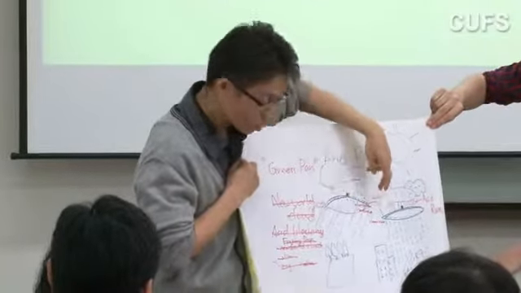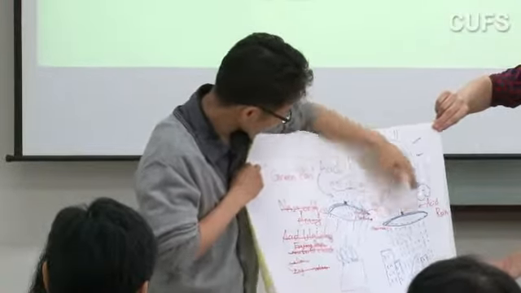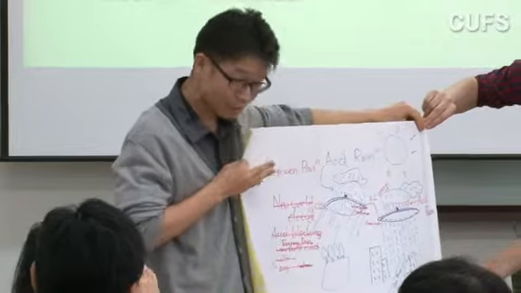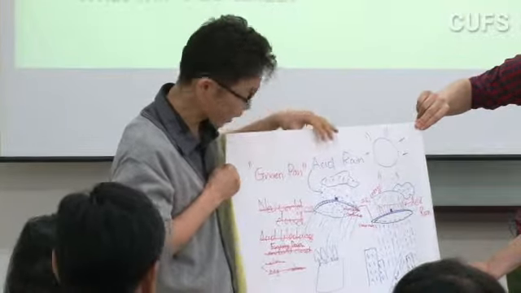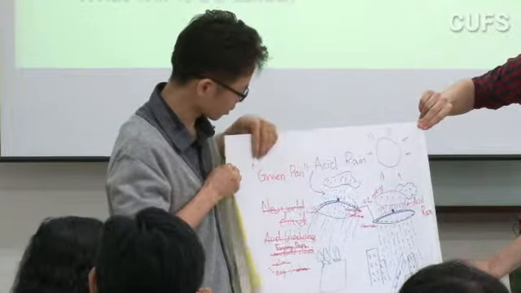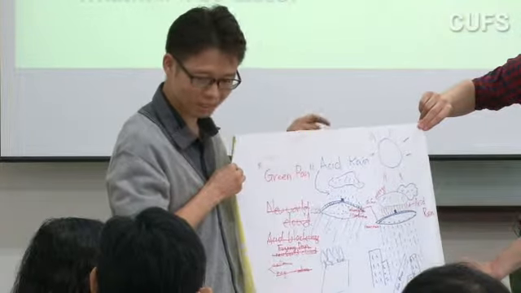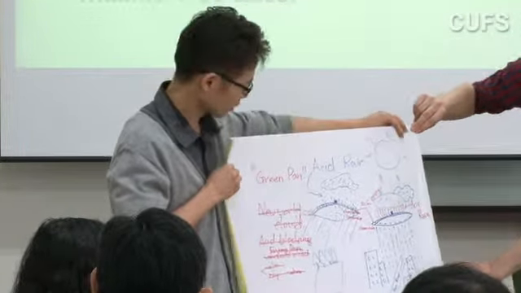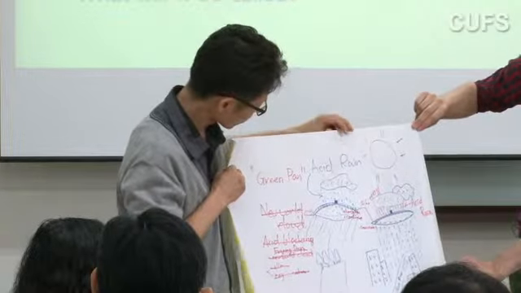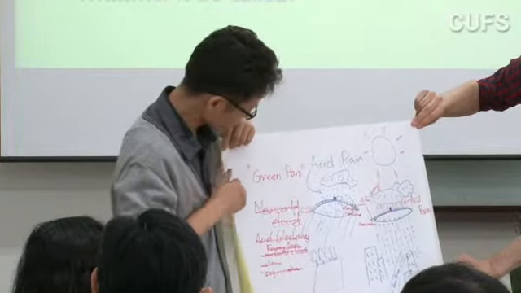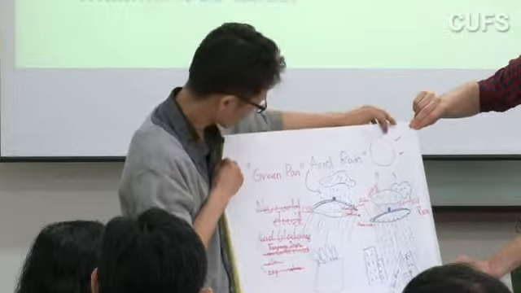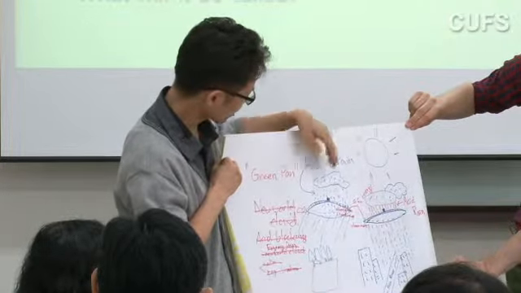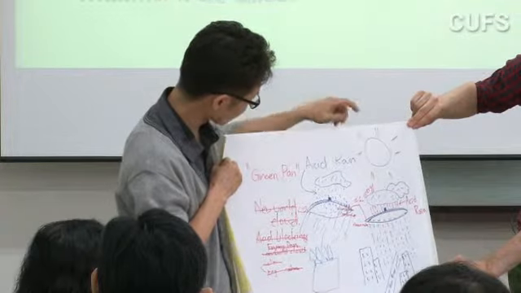UFO? Oh, wow. It's not a UFO, but we named it Green Pen. Oh, Green Pen. Maybe green implies some environmental things. So I'm going to talk about this Green Pen and basically its operation.